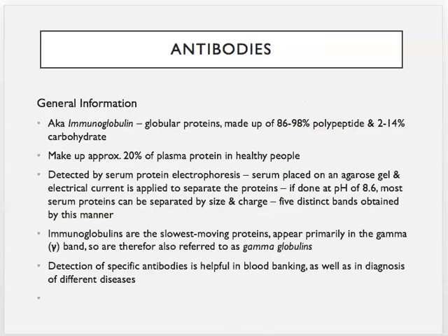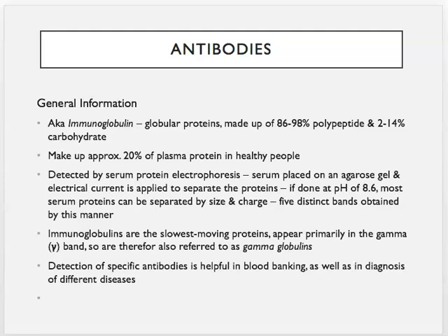Okay, this next little bit is a good chunk of information on antibodies. So just some general information. They're also referred to as immunoglobulins, which are globular proteins made up of about 86 to 98% polypeptide and anywhere between 2 to 14% carbohydrate. They make up about 20% of plasma proteins in healthy people.